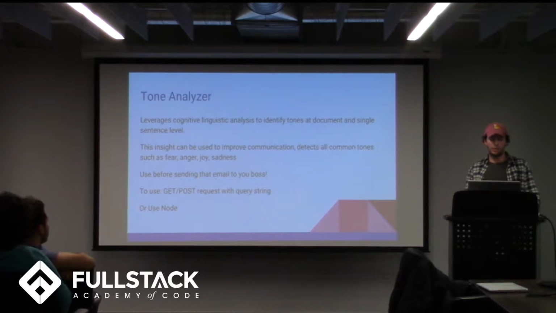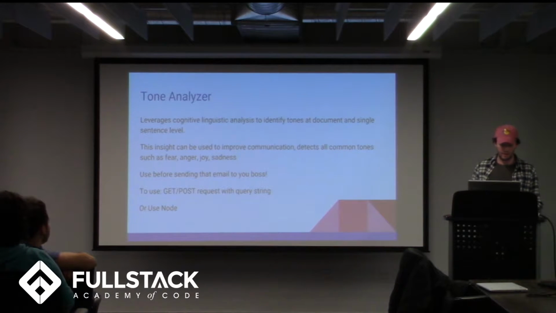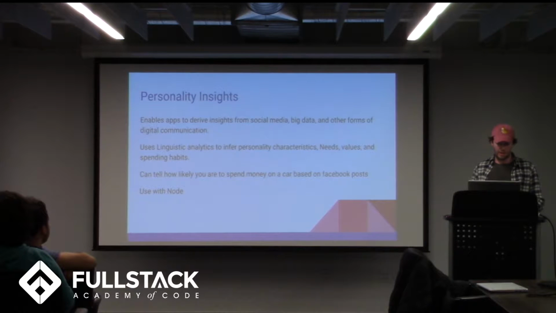The tone analyzer can take documents and even single sentences such as tweets and break it down into emotions that we're familiar with. So anger, joy, fear. You can even plug in an email before you send it out to see if maybe you're a little bit too angry. And this can be done just as easily in a GET POST request with a query string, or you can develop a simple little Node app. And I've got a Node app to show you guys, as well as a GUI to kind of see it more visually. And then Personality Insights is the last one that we'll go over.